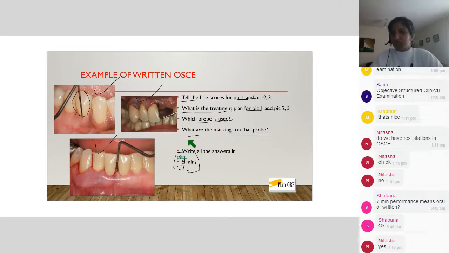So they will make sure that the OSCE is set up in such a way that you can finish it in 7 minutes. Once you finish, they will tell you whether you have to leave the paper there or take it with you. They will tell you all those things. You don't need to worry about it. But the main thing is, after the 7 minutes, you cannot make any changes in the answer sheet.